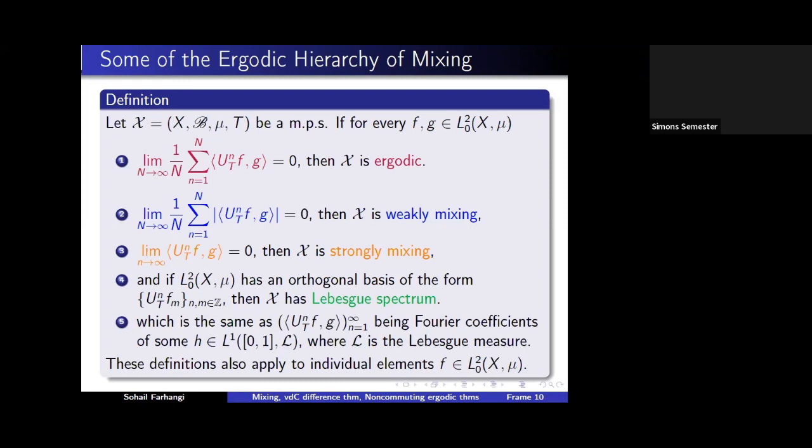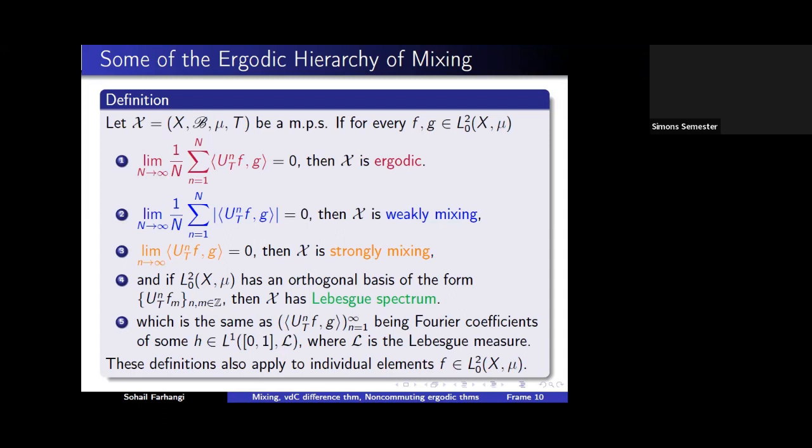And the gist of it is that if you look at L^2 of your measure space and you normalize the functions so that they have zero integral, which is why I put a 0 over here, then we can start looking at inner products of this Koopman operator U_T^n applied to f with g. And the rate at which these inner products decay to zero is going to tell us the rate of mixing of the underlying measure preserving transformation.